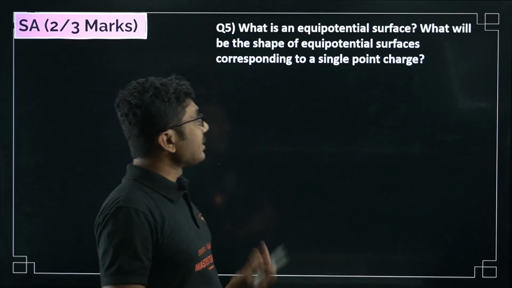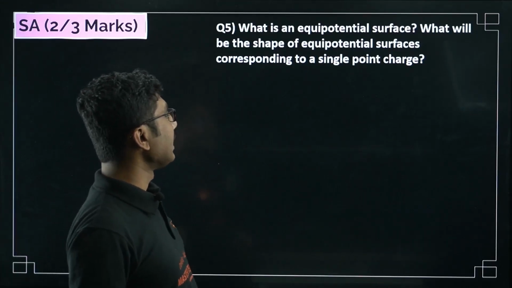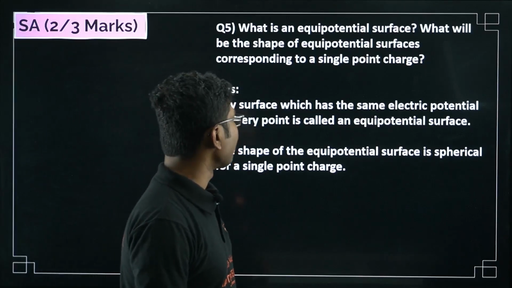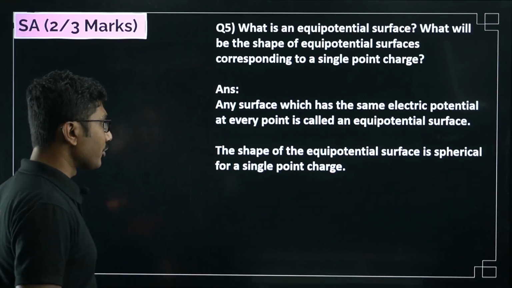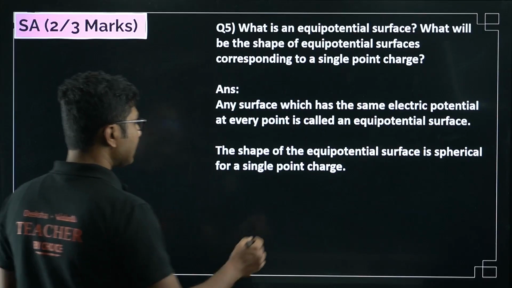What is an equipotential surface? What will be the shape of equipotential surface corresponding to a single point charge? So let's see, any surface which has the same electric potential at every point is called equipotential surface. The shape of an equipotential surface is spherical for a single point charge.